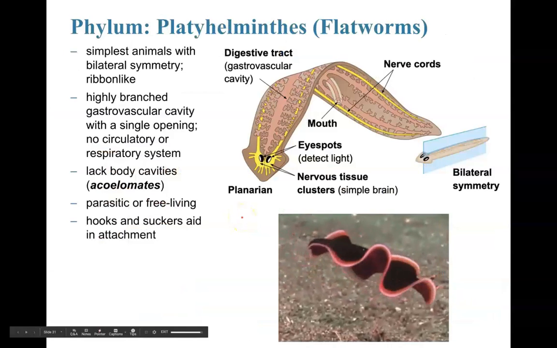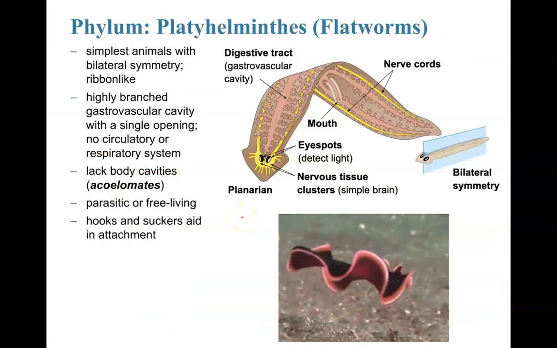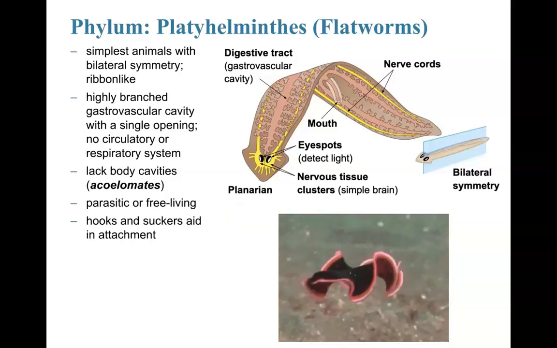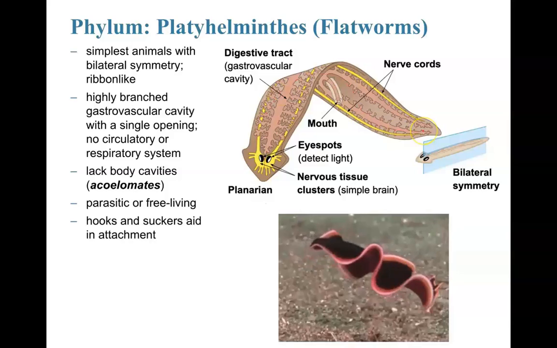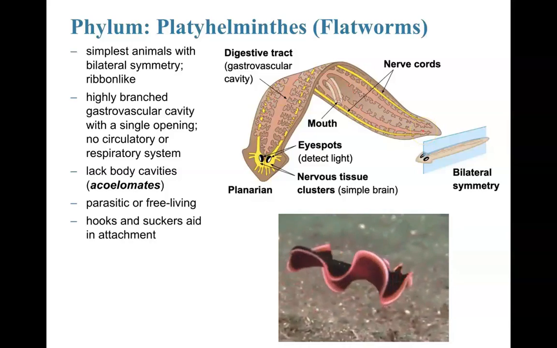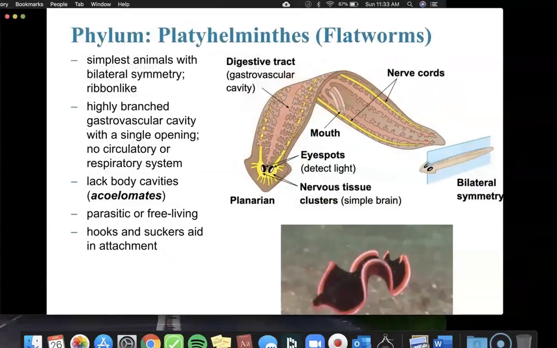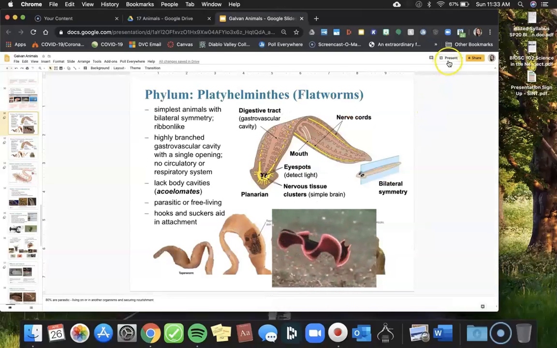My next phylum, Platyhelminthes, also known commonly as flatworms. I can see why they're given that name, flatworms. Check out how flat their body plan is. These guys are the simplest animals with bilateral symmetry. They have a ribbon-like structure for that reason, that it is so flat.